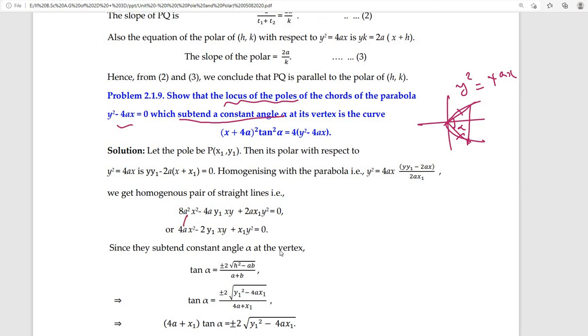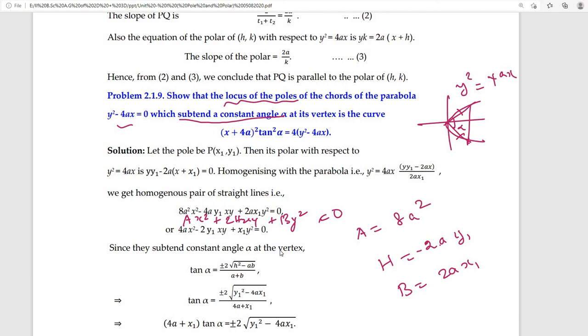So this is of the form ax square plus 2hxy plus by square equal to 0, from which capital A is 8a square, and h also is needed. So 2h is equal to minus 4a y1, so h is minus 2a y1. B is nothing but 2a x1. So you just substitute h square and a into b.